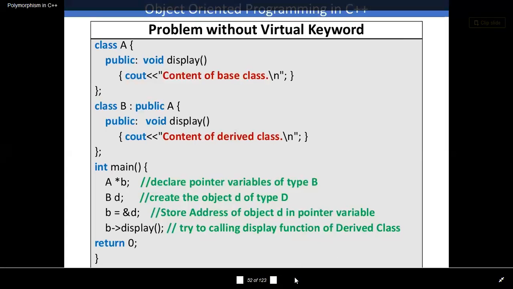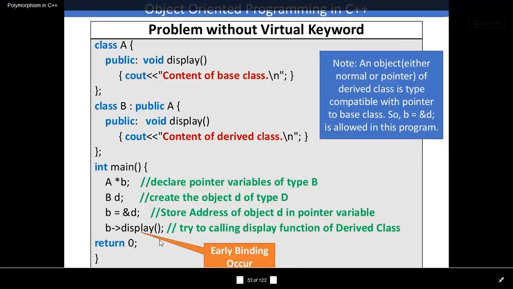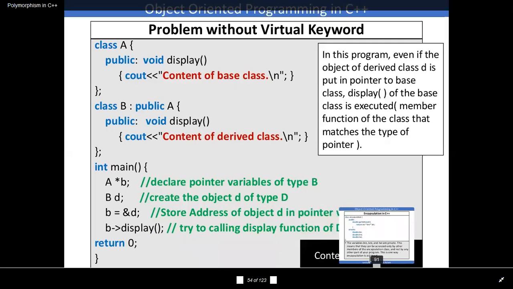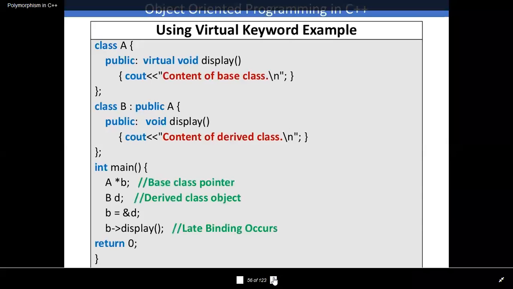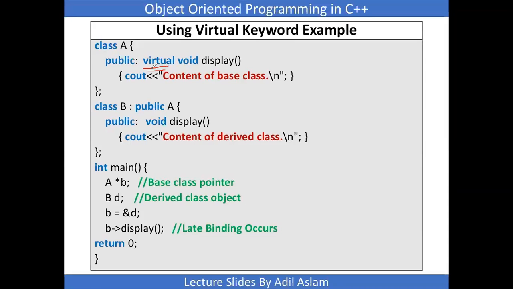Everything is the same, we haven't made any changes. When we run the program, early binding occurs just the way we saw in the last case. Even though it is storing the address of the derived class, it calls the base class. So it prints the content of the base class, but it was supposed to print the content of the derived class. So how do we solve it? We just add one small change: we add the word virtual here. Everything else stays the same. When we add virtual here, it actually solves the problem.